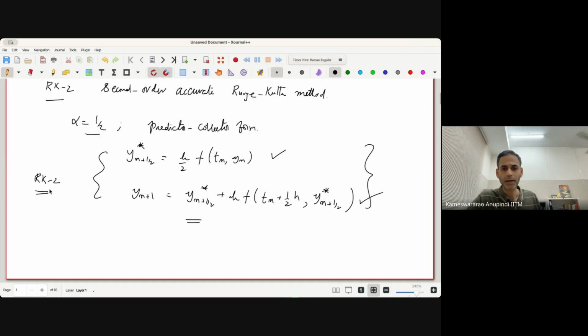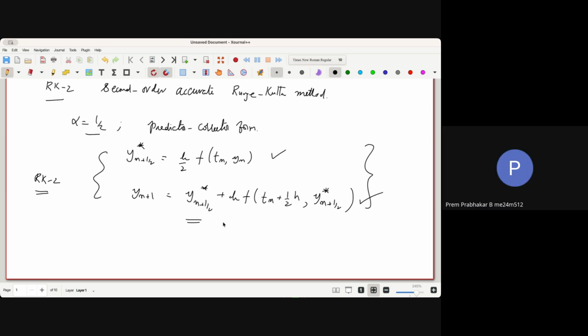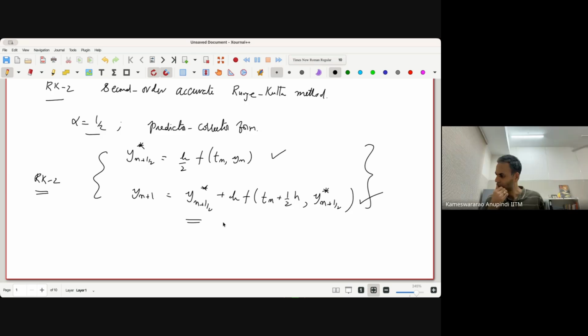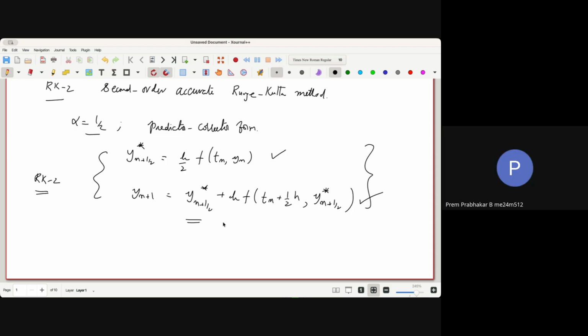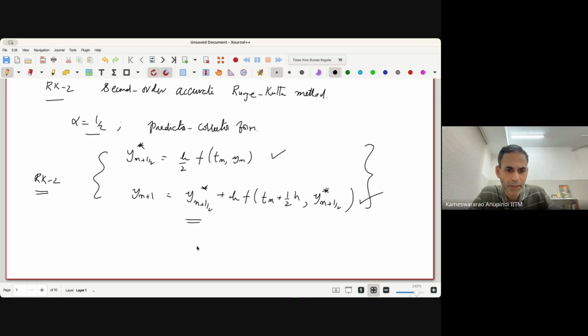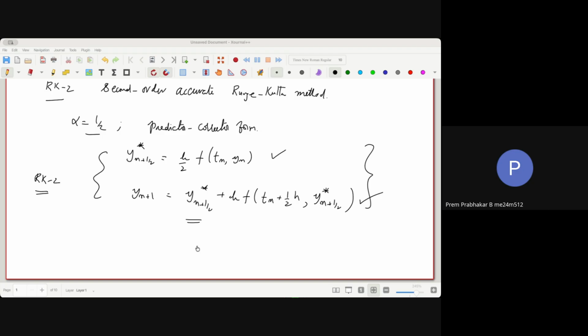Any questions on this so far? Any questions, anybody? Why are we writing this predictor corrector form? Sorry? Why are we writing this predictor corrector form? We wrote it last time, so there are 2 equations.